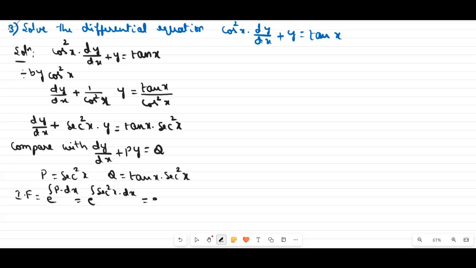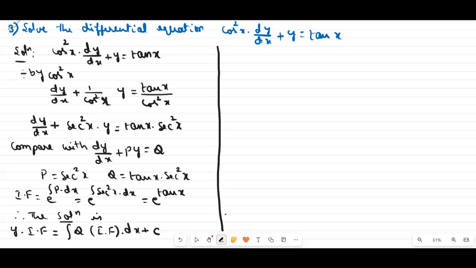Secant square x integration, as you know, is tan x. So we got the integrating factor as e to the power of tan x. Therefore the solution is, I will write the solution: y into integrating factor is equal to integral of q into integrating factor with respect to x plus c. This is the solution.